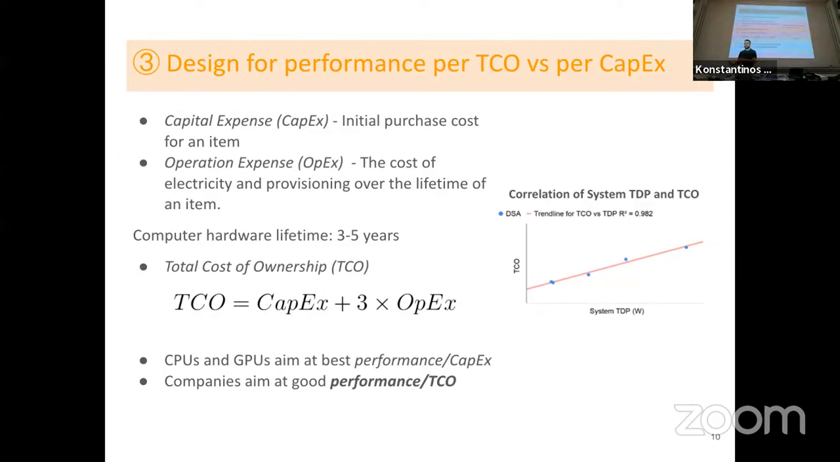Users generally prefer optimizing for performance per capital expense, so you want a very good GPU for a little money. But for companies, the operational costs are quite a substantial portion of the overall total expense, so they prefer to design their chips for performance per TCO. As you can see from this graph provided in the paper, there's a strong correlation between the system's TDP and the TCO. So more powerful chips are more expensive to run.